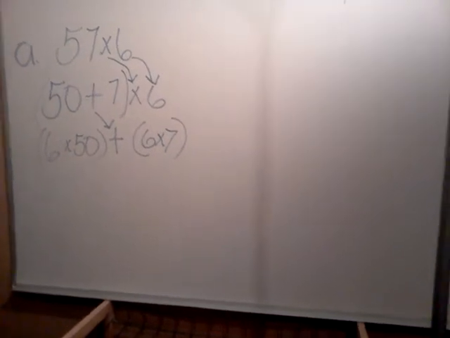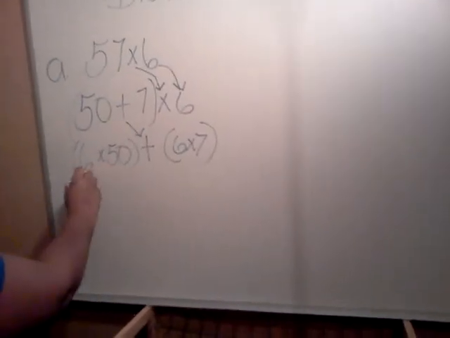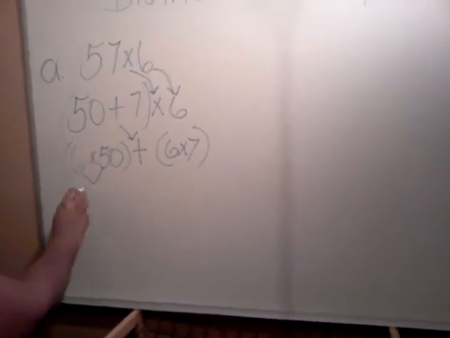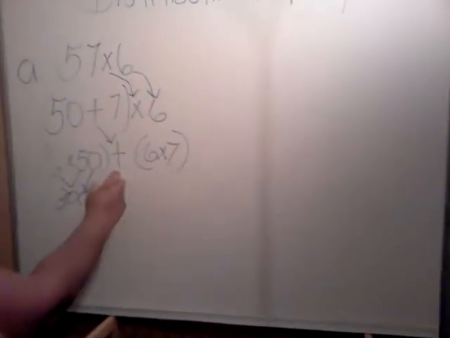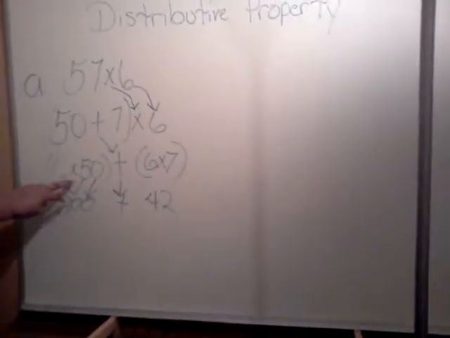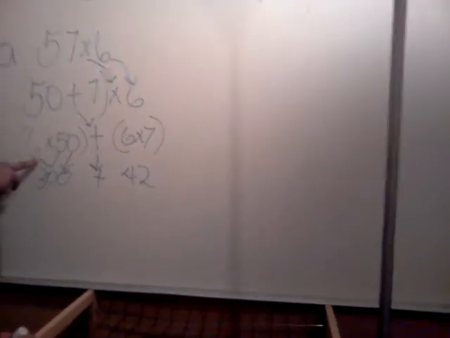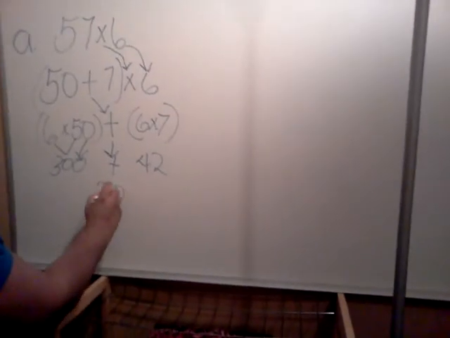Okay, so the next step is multiply inside the parentheses. Well, I taught you a little trick here in class. You multiply the first digit here. Well, 6 times 5 is 30. And you just bring down that 0. Bring down that plus sign. And 6 times 7 is 42. And the last step is add the two products together. These are products because they're the answer to multiplication problems. So, 300 plus 42.